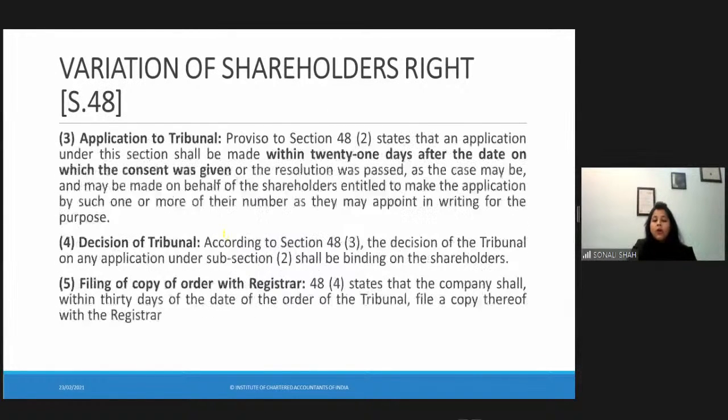Right? So, these people will have to make an application within 21 days after the date on which the consent was given or the resolution was passed. When the application is made, the tribunal will investigate the matter and pass a decision. And this decision is binding on all the shareholders. Now, this order that is given by the tribunal, a copy of this order has to be filed with the registrar.